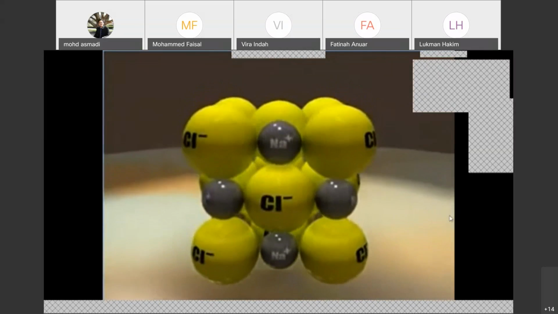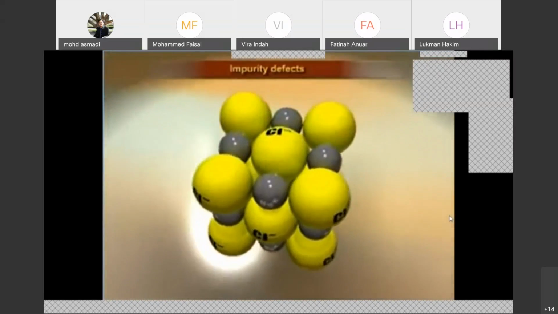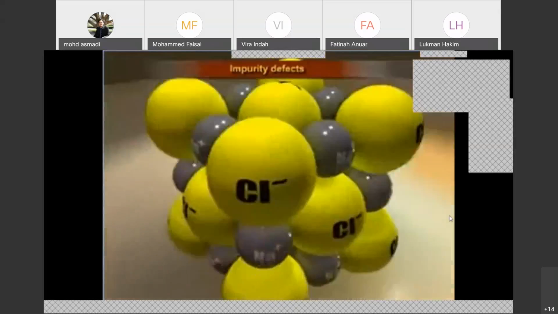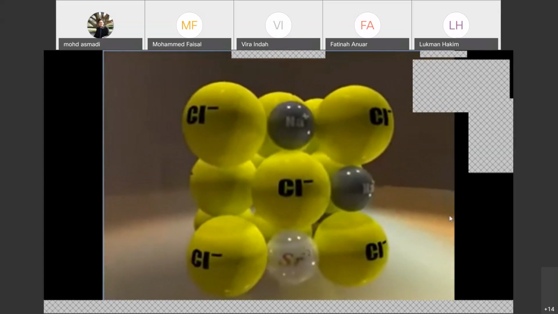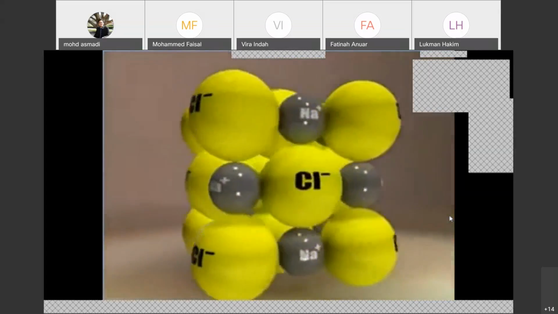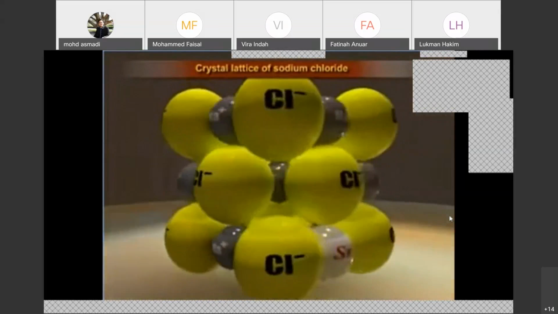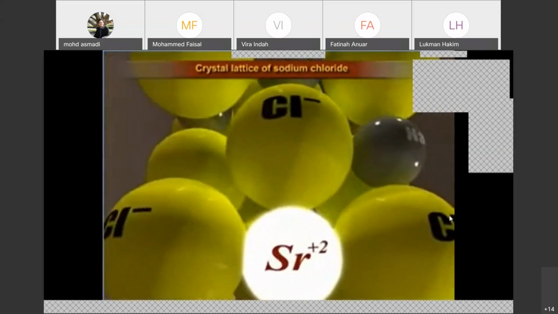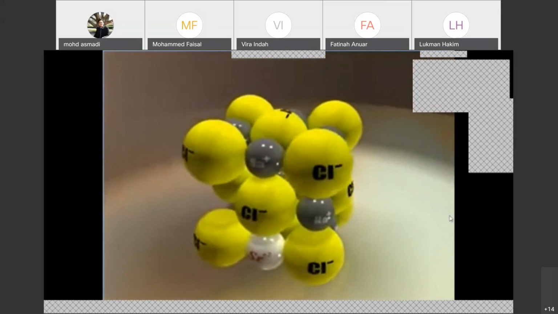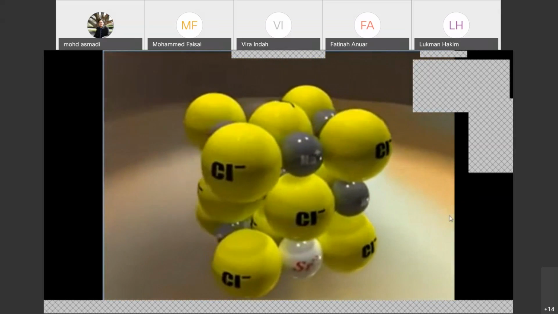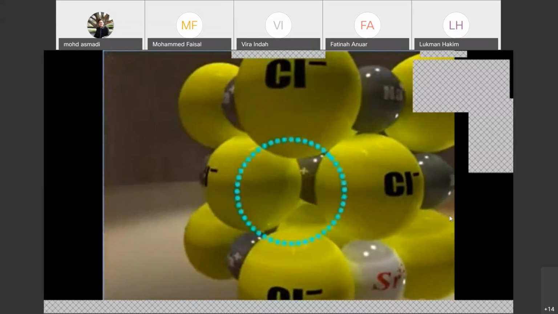Let us now learn about the last type of point defects found in crystal lattices of solids, the impurity defects. An impurity defect arises when a cation leaves its site and some foreign cation occupies the vacated site. Such defects are found to occur in crystal lattice of sodium chloride when some lattice sites vacated by sodium ions are occupied by the strontium ions. To maintain the electrical neutrality of the crystal, one strontium ion replaces two sodium ions. So, half of the vacated sites are occupied by the strontium ions while the other half remain vacant.